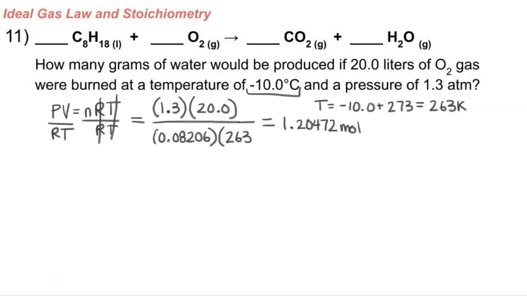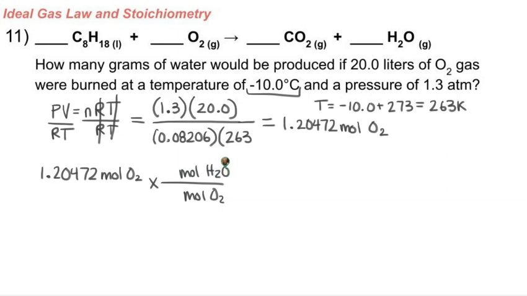Now that we have the number of moles of oxygen gas, we can go ahead and take that number of moles and convert to grams of our other substance, which is water. So we'll go ahead and start with 1.20472 moles of O2. And our first step here will actually be our mole to mole step, so moles of O2 to moles of H2O. And then our next step will be our mole to gram step. So we'll take our moles of H2O and go to grams of H2O. And I know that 1 mole of water is equal to approximately 18 grams of water.